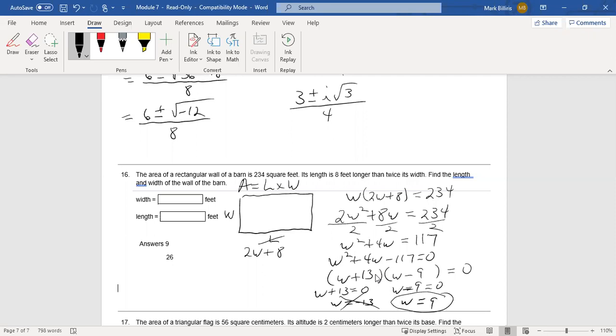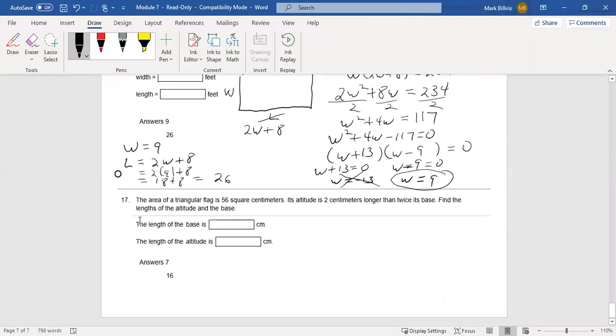So we know our width is 9, and based on our original problem, it said our length is twice the width plus 8. So we substitute 9 in for W. So we get 2 times 9 plus 8. So 2 times 9 is 18, and 18 plus 8 is 26. So our length is 26, and our width is 9. To check your answer, you simply multiply 9 times 26, and that should give you 234.